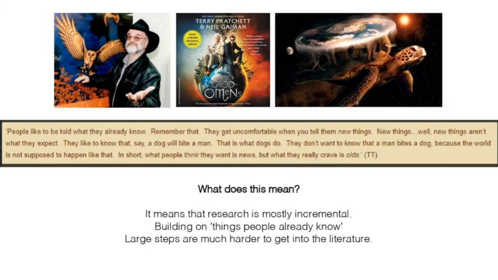Peer reviewers will agree with your studies. They will give you favorable responses in research review. Research is mostly incremental. This is the reason people like to be told what they already know. Large steps, large unexpected results are much harder to get published in the literature.